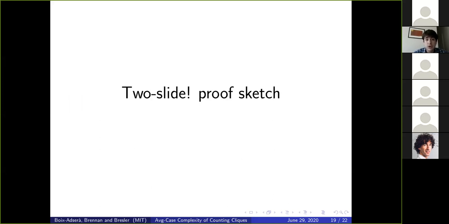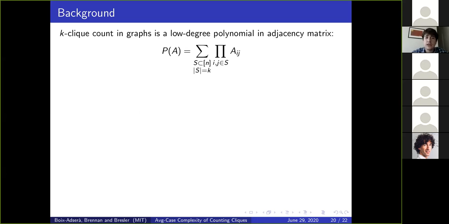Okay? So I'm going to give now a two slide proof sketch where I'm going to explain some of the ingredients of the proof. There's not enough time, unfortunately, to explain the whole proof, but this should give you an idea. The starting point is the following. Let's just restrict ourselves to graphs for ease of notation. The k-clique count in a graph is a low degree polynomial in the adjacency matrix A. So you can write the number of k-cliques as P of A, which is just the sum over the subsets of size k of the vertices of the product of the entries of the adjacency matrix between every pair of elements in that subset. So this is a polynomial of degree roughly k squared.